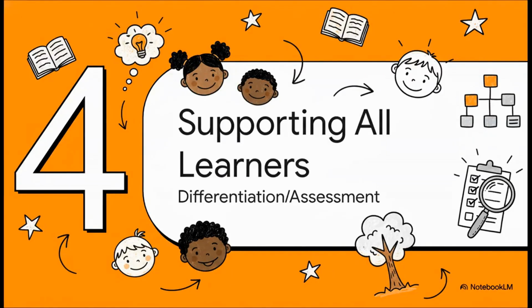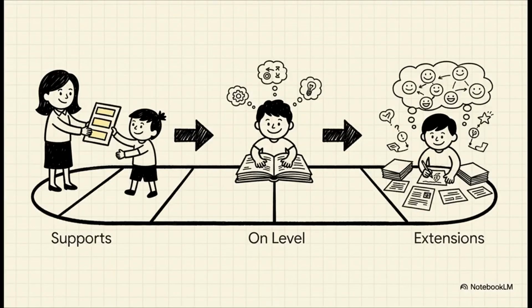Of course, a great lesson plan isn't really complete until we've thought about every single learner in our classroom. So let's talk about differentiation and how we can assess for mastery. For students who might need a little extra support, we can offer things like sentence starters or visuals. And for those who are ready for a challenge, we can extend the learning by asking them to find synonyms or write even more sentences. These small tweaks make a world of difference.